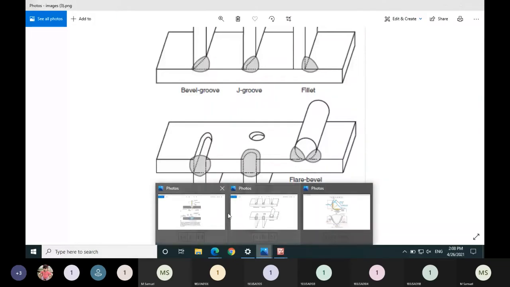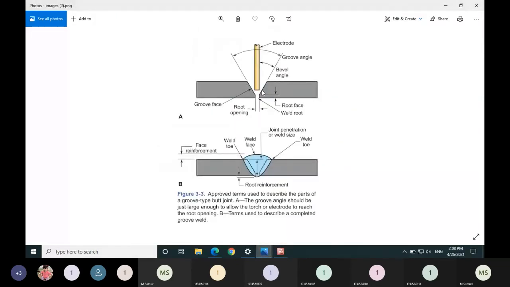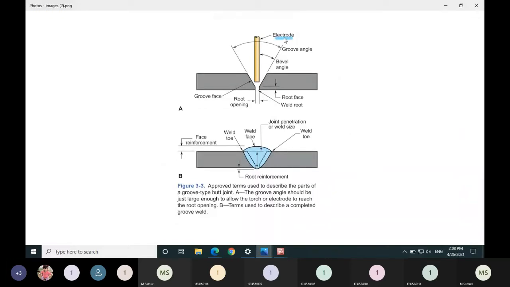Okay, so now let me show you this. Of course, so guys, this is the electrode. I think you people know this. Remember this is a groove weld, and this is called the bevel angle. The bevel angle is nothing but the angle at which you cut the material. Initially this plate used to be vertical, like this, with a perfect shape, but it has been cut to get a perfect shape here, right?